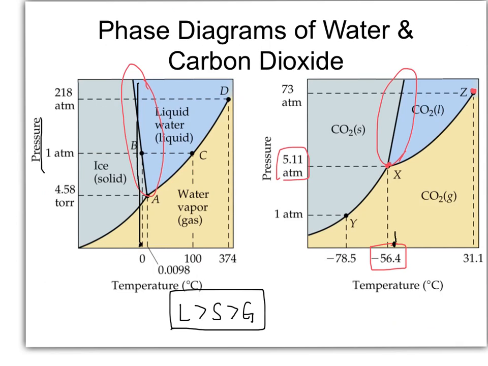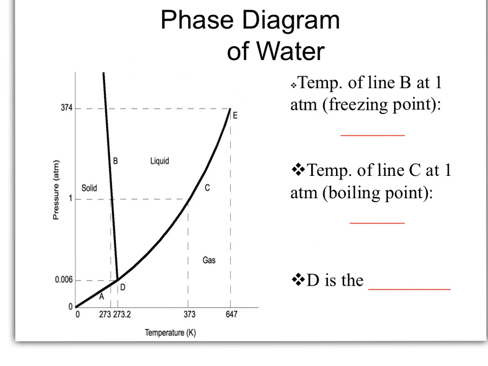And as I increase pressure while keeping temperature constant, you will notice I start off in the gaseous phase, and then I compress into a liquid, and then into a solid. Most substances will have their solid as their most dense state, then liquid, then gas, as seen using this phase diagram. Let's look at a series of questions that you can answer using the phase diagram. The first question wants you to determine the temperature of line B at 1 atmosphere of pressure.